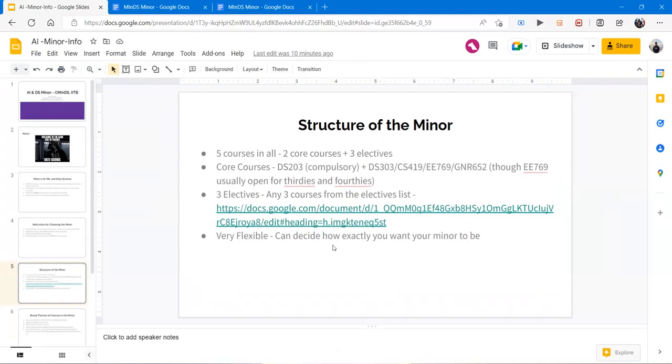Cool. So exactly, the minor is super flexible. Apart from these two core courses, you can decide the flavor of the other three elective courses which you want to take, and essentially determine the direction of the minor, or the much deeper specialization in which you want your minor to go.